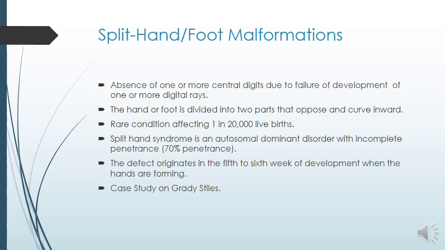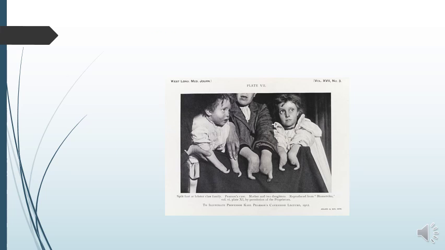It's rare. It affects about 1 in 20,000 live births. It is inherited as an autosomal dominant disorder with incomplete penetrance at about 70% of the time. The defect originates in the 5th to 6th week of development when the hands are forming. This is a picture of a mother and her 2 children, in 1912, who actually have this condition.